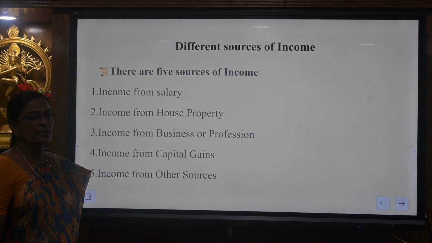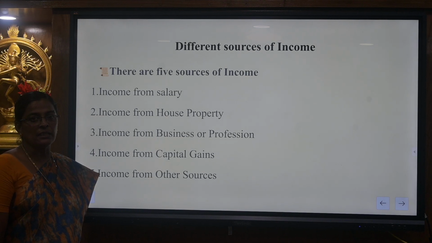There are 5 heads of income: income from salary, income from house property, income from business or profession, income from capital gains and income from other sources. Income from salary means if an assessee received income as a salary, it comes under the category of income from salary. And income from house property is when the assessee receives income from let out property, it is termed as income from house property. Income from business or profession is the income earned from business, that is from manufacturing units. In case of profession, if they earn anything by spending his knowledge, it is termed as income from profession.